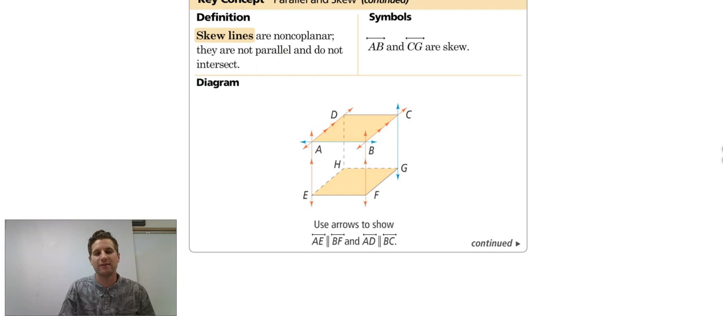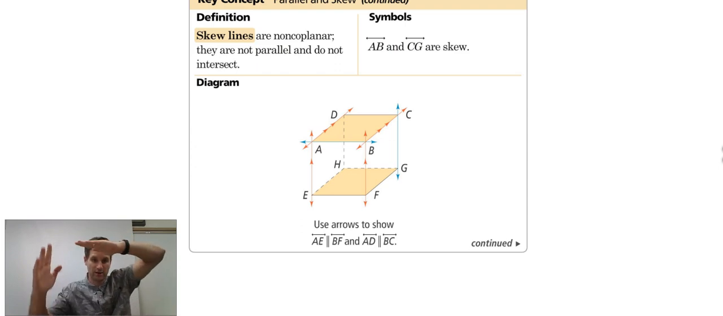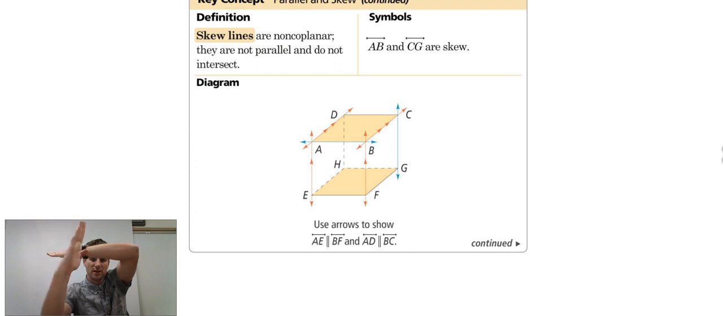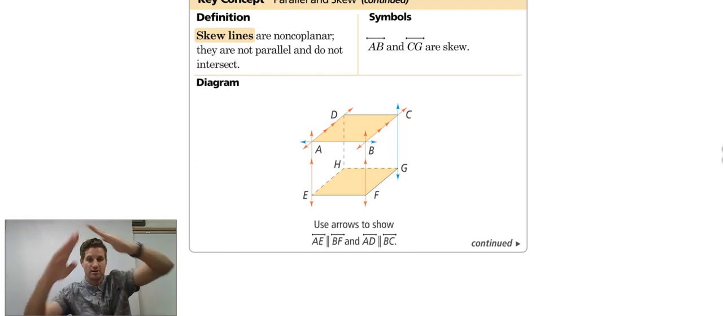Skew. Again, this is the same picture, so you don't have to redraw it. But we do have to go ahead and do a skew definition. Skew lines are non-coplanar, so they are in different planes. They never intersect, but they are not parallel.